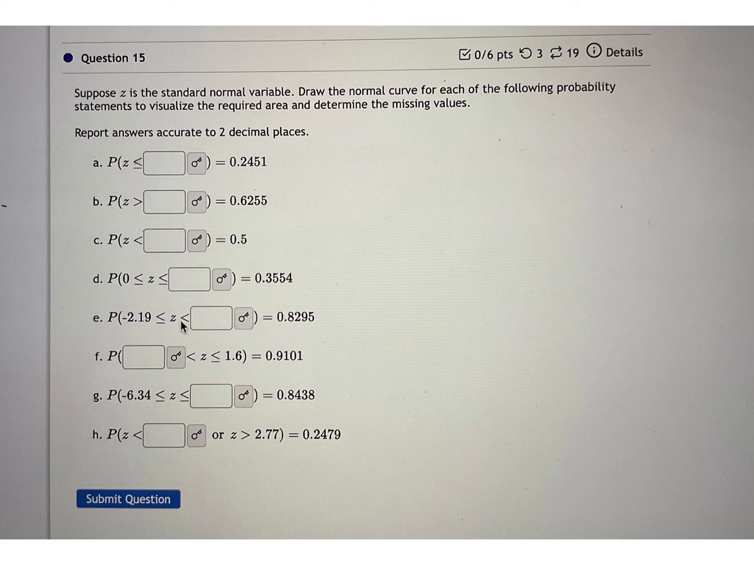Hello, this is addressing a question I received that I'd like to answer for you all in class, question number 15. So here we go. This is a help for question number 15. All right, so the first thing we need to recognize is what type of curve we are working with. We'll notice here that we have a normal curve.